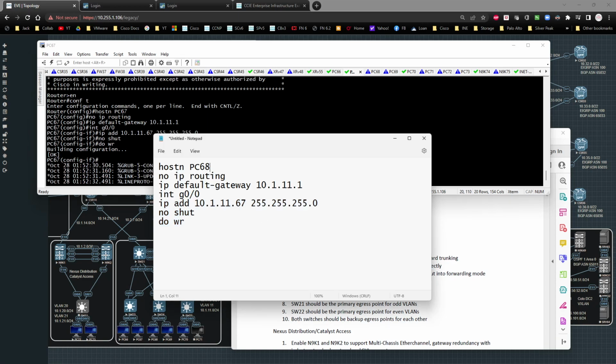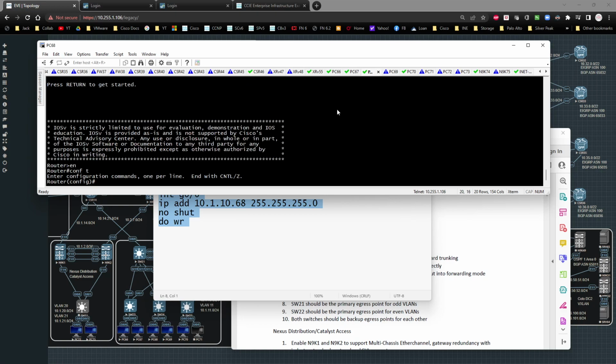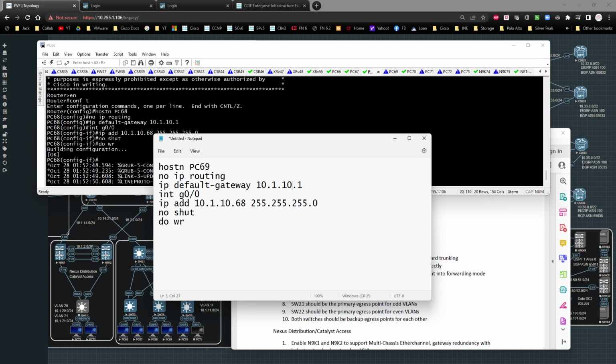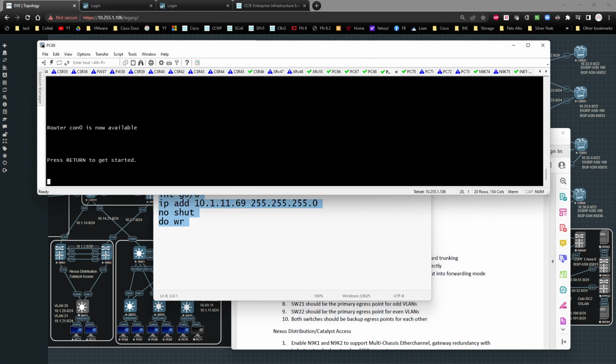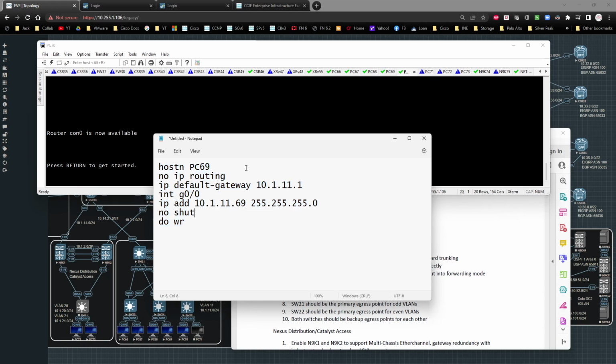And then 68, 10, this will be 68.10. Same thing with that, 68, copy pasta. And then 69, 11, 69. As you can see, if you do it this way here, it's going to speed your configuration process up dramatically.